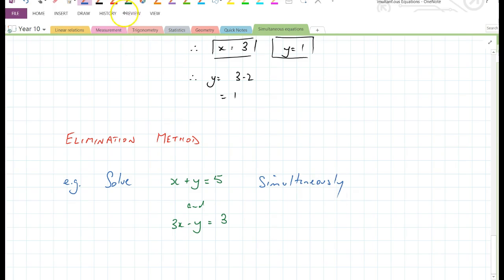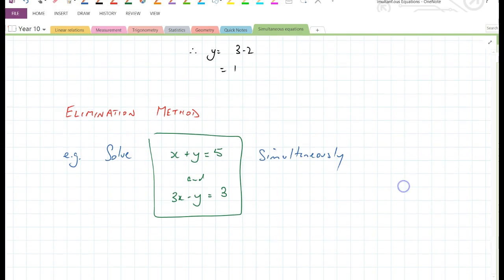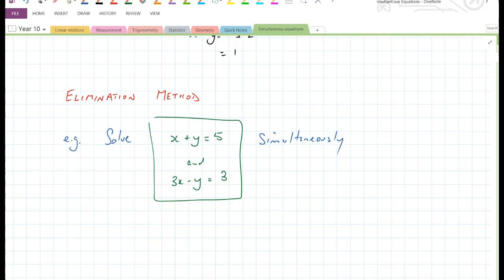Okay, so solve that pair of equations there simultaneously. Right, so we're going to find the value of x and y that solves both equations. Okay, how do we do that? Well, we could use the substitution method, but what we need to do firstly is make x or y the subject in one of these equations, then sub it into the other one. Okay, so we could do that.